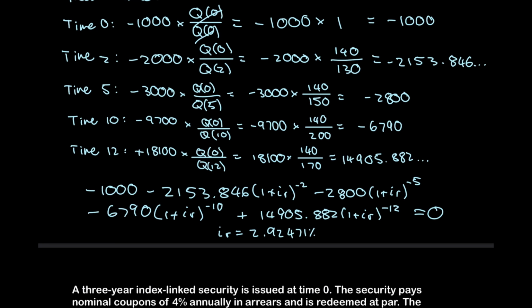For example, you could substitute in a variable for (1 plus IR) to the negative 1 and then solve a polynomial, which I assume would be quite difficult because it'll be to the 12th degree, but that is something also that you could do. So there's a lot of ways you could solve for IR, but that's not really the point of the video. Okay, so we have found the real rate of interest. So let's move on to the next question.